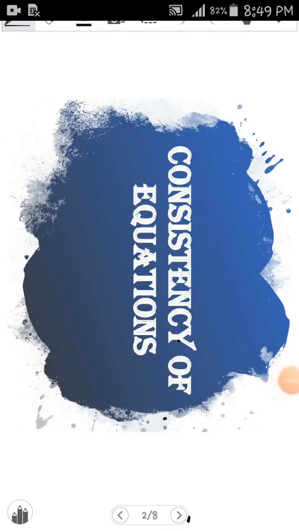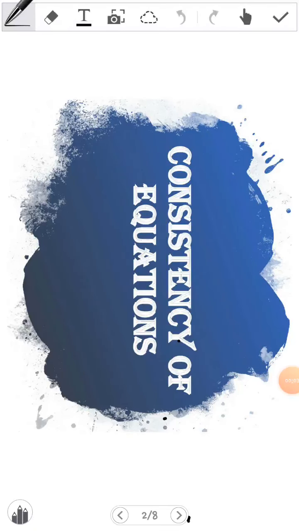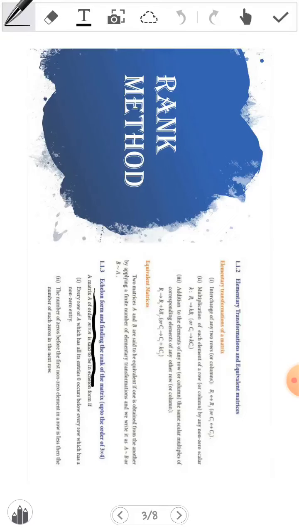Today we are going to see the consistency of the equations. First we are going to see the rank method, that is elementary transformation and equivalent matrix. You know what elementary transformations are: interchanging rows, multiplication of a row, and addition of a row with the multiplication of a scalar multiple.